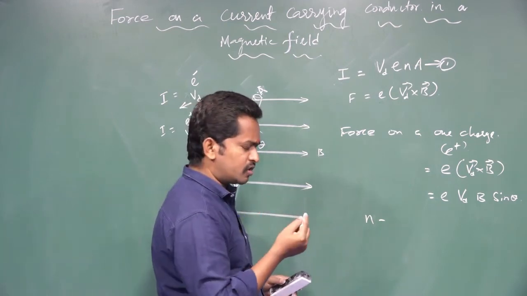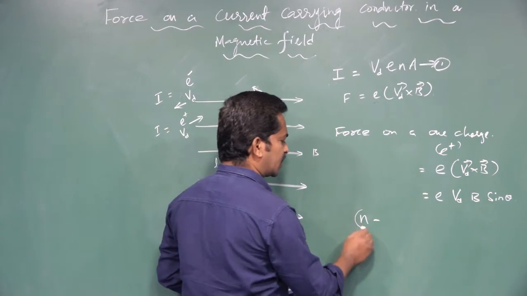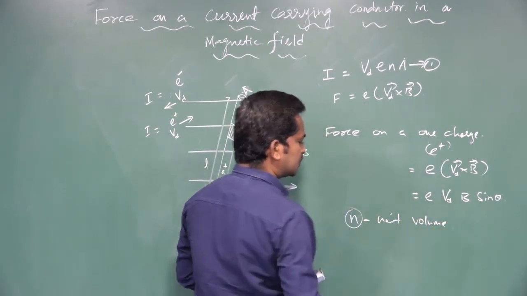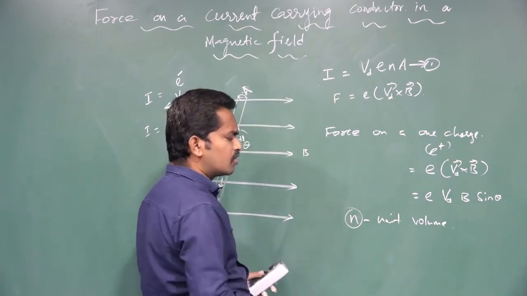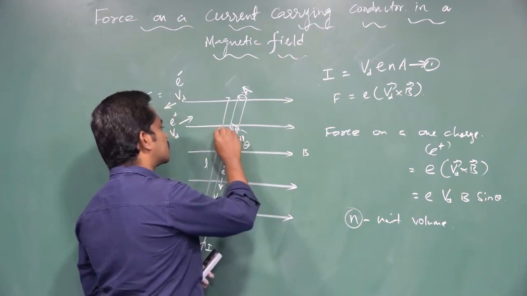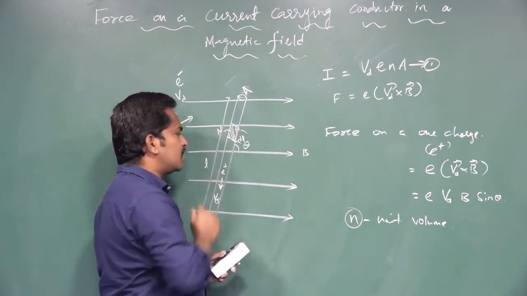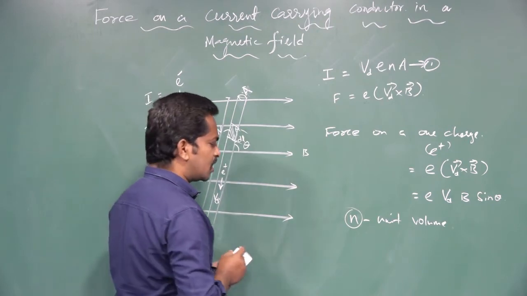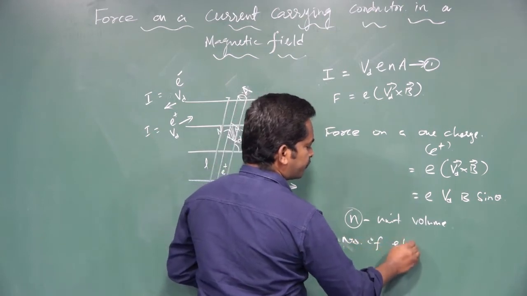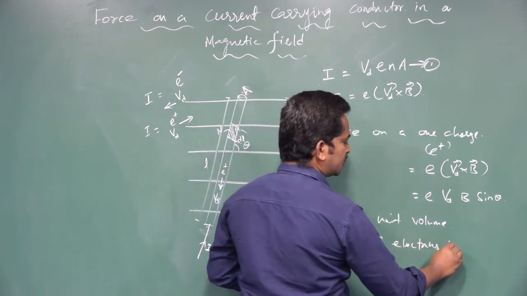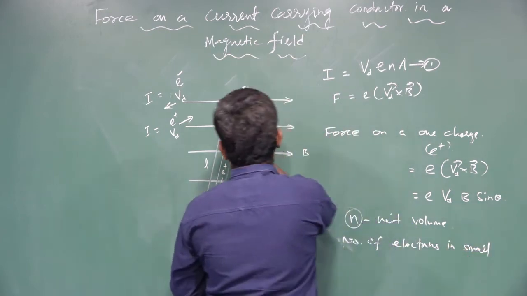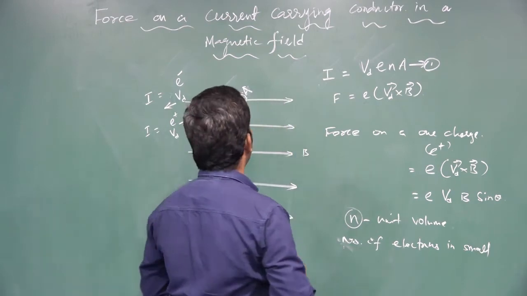In a unit volume, the number of electrons is n. It's a very important one. I want to calculate the total number of electrons, capital N, in the given element dl. Total number of electrons in a small element, which means a small current element. It is called a current element. I dl is a current element.